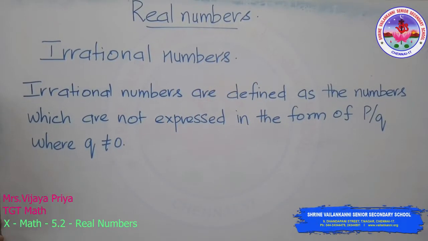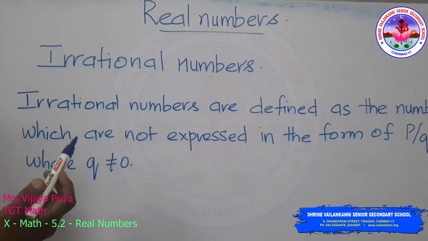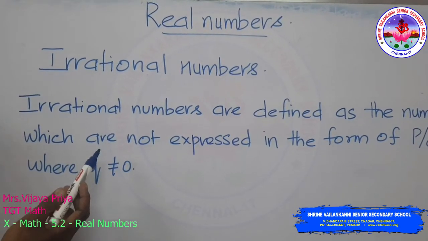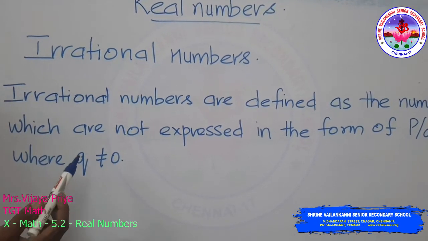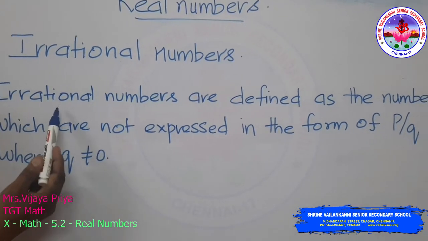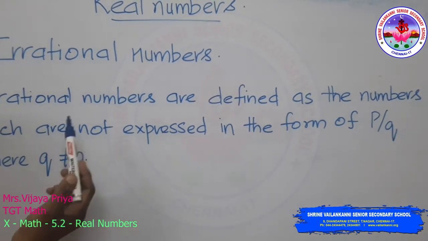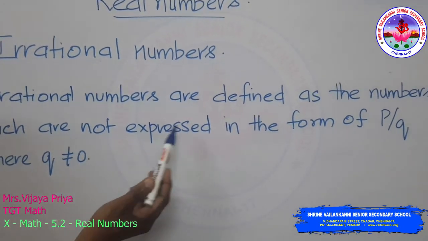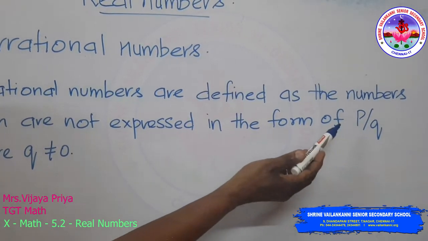Coming back to our chapter, real numbers. Today we are going to see about the irrational number. So we'll see the definition for the irrational number. We have studied previously about the rational number and the irrational number, where the rational number will be in the fractional form, and irrational numbers, we will define as the numbers which are not expressed in the fractional form p by q, where the denominator q is not equal to 0.